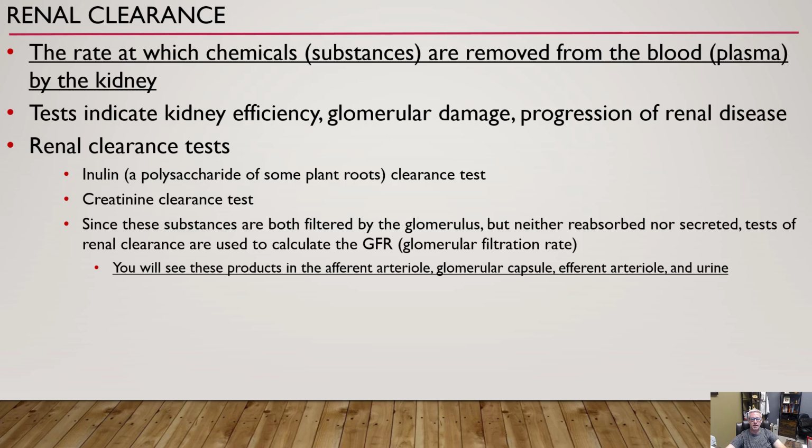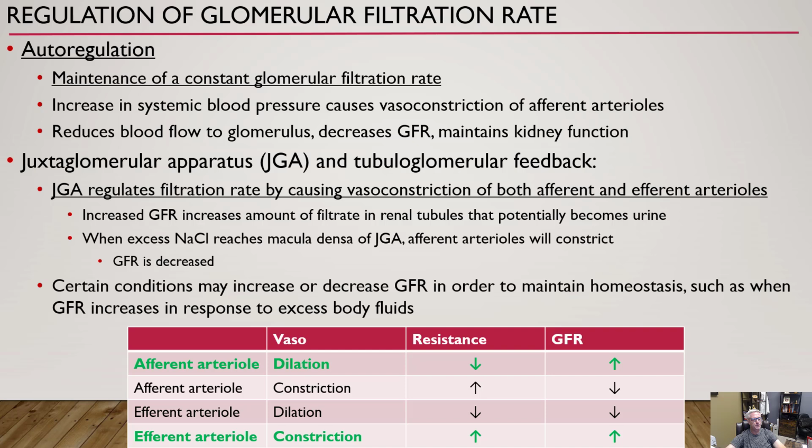And you'll see, if we look at what is filtered, that filtrate passes through the afferent arterioles, the glomerular capsule, the efferent arterioles, and eventually will become urine. All right. Now, how is the glomerular filtration rate regulated?